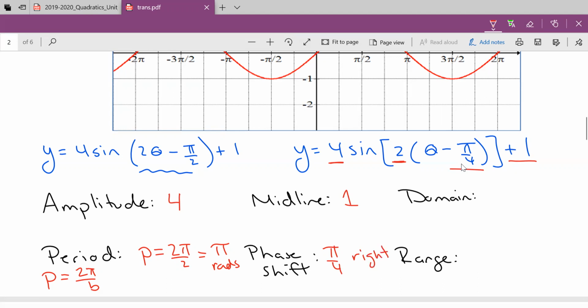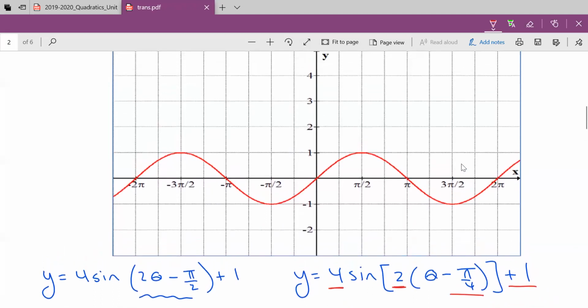There it is. Okay, what's our domain and our range? Well, our domain is going to be infinite. It's never going to stop. Our range, well, maybe let's stop here for a second and start to roughly draw up what this graph is going to look like.